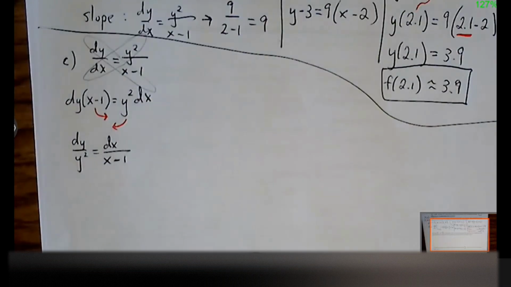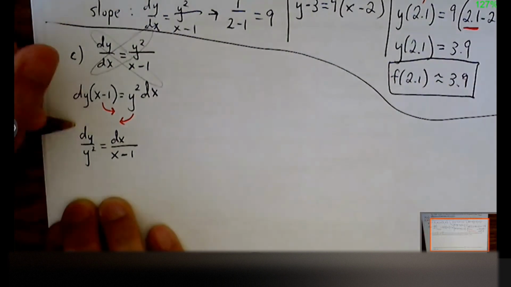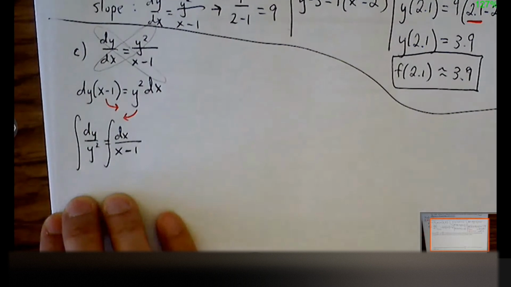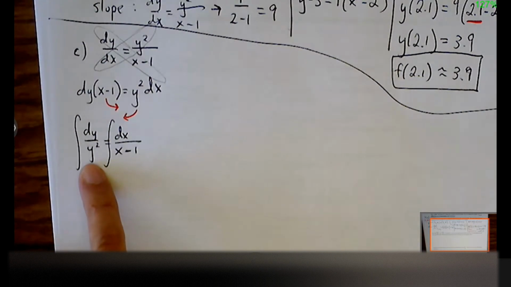Okay, how does that look to you? Good, okay. Separation of variables. Now we can move to our calculus portion. Left side is power rule, right side is natural log, but this y squared is out of place.